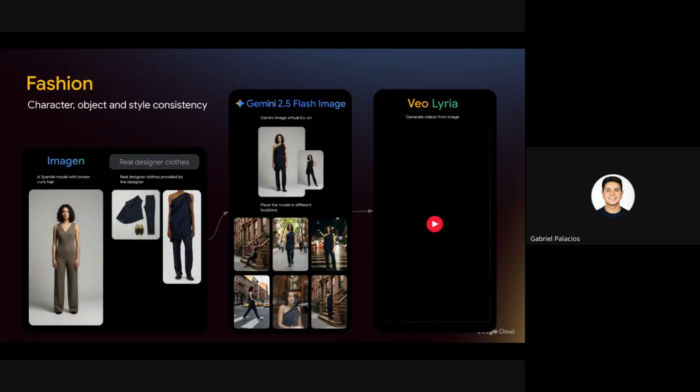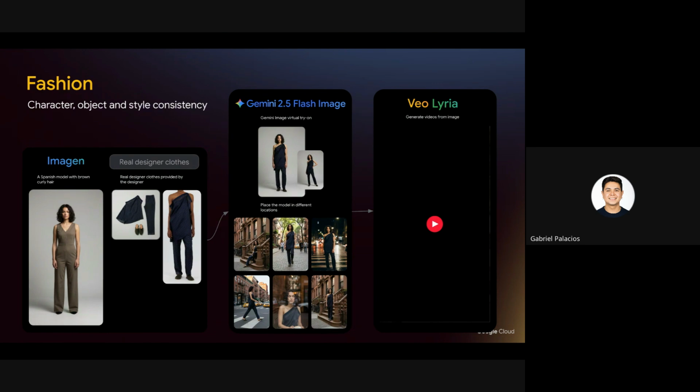So this is another example of how to use multiple models. And again, they use Gemini for the ideation. They use Imagen to produce the model to use in the video. And then this customer had real designer clothing photos that they had for references to generate the video.